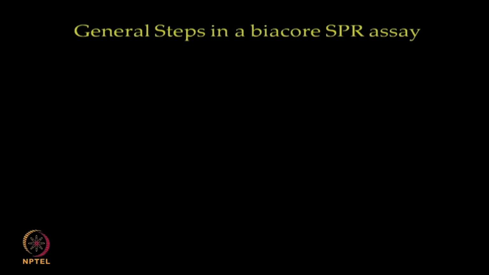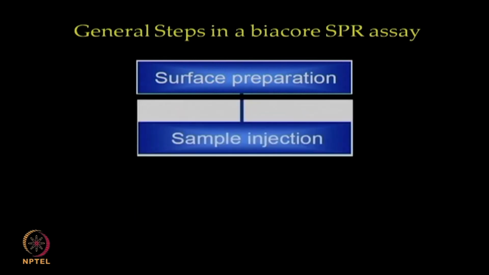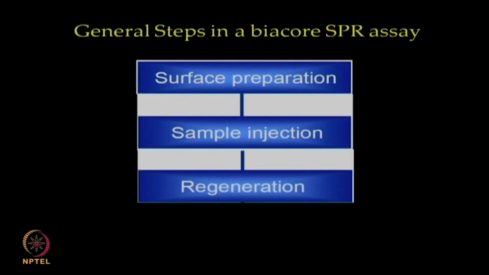The three major steps in a Biacore SPR assay involve immobilization, the process by which ligand is attached to the sensor chip surface; interaction analysis, where the analyte is injected over the sensor chip surface and the interaction between the analyte and the immobilized ligand is monitored; and regeneration, the process of removing bound analyte from the ligand on the surface.